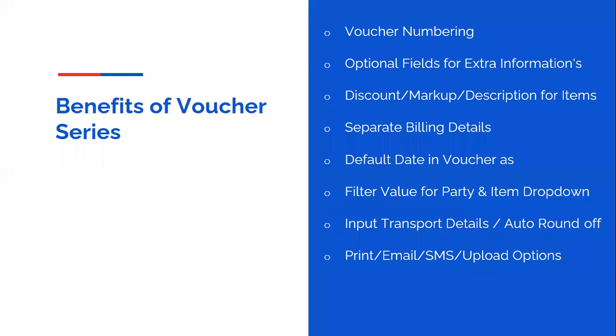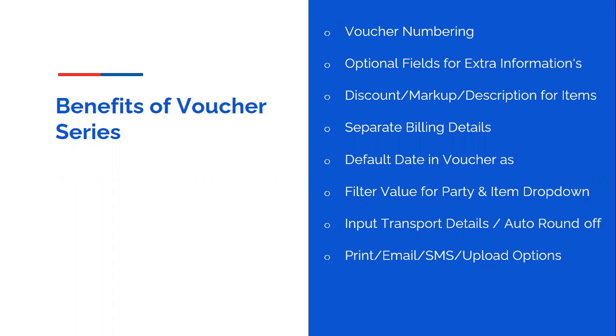Next option is print, email, SMS, WhatsApp, and other activities also. So if you want, after saving the voucher, the invoice will print automatically, email will be sent to the customer automatically, SMS will also be sent to the customer automatically, and the voucher will be uploaded on BDAP or Google Drive automatically. So you can enable these options. These options are available in voucher series configuration. You can enable these options as per your need.